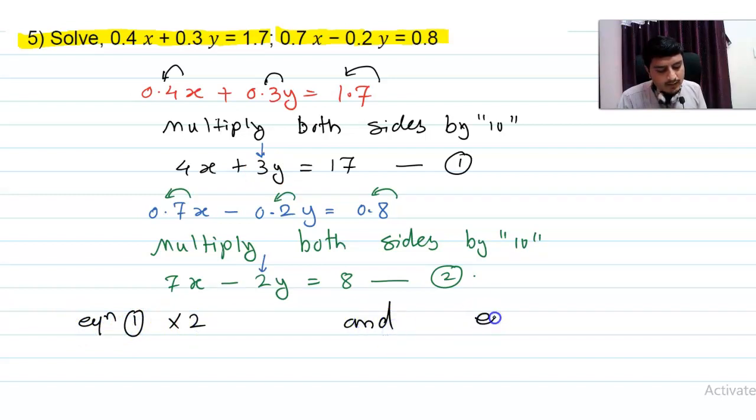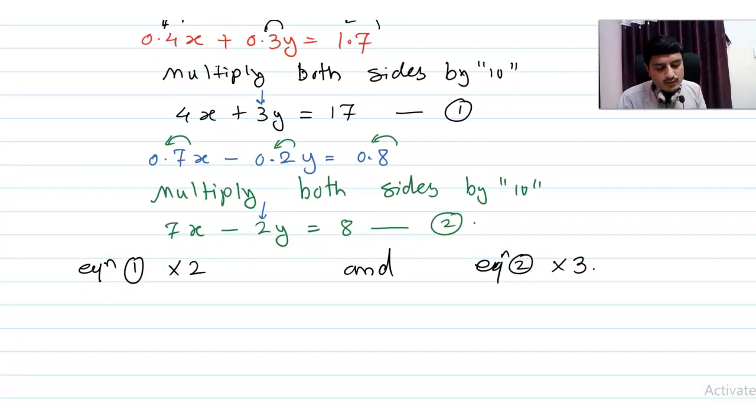In equation 2, the coefficient of y is minus 2, and 2 threes are 6, so equation 2 should be multiplied by 3. The new equations: multiplying equation 1 by 2, each and every term is multiplied by 2. 4 twos are 8x, 3 twos are 6y, equals 17 twos are 34. Call it equation number 3.